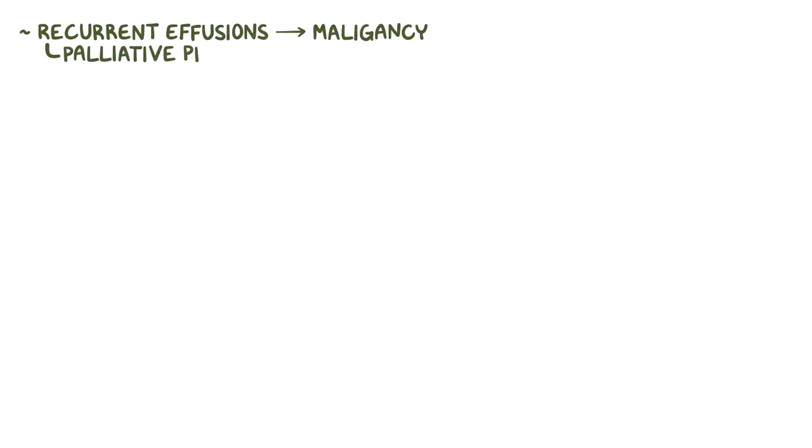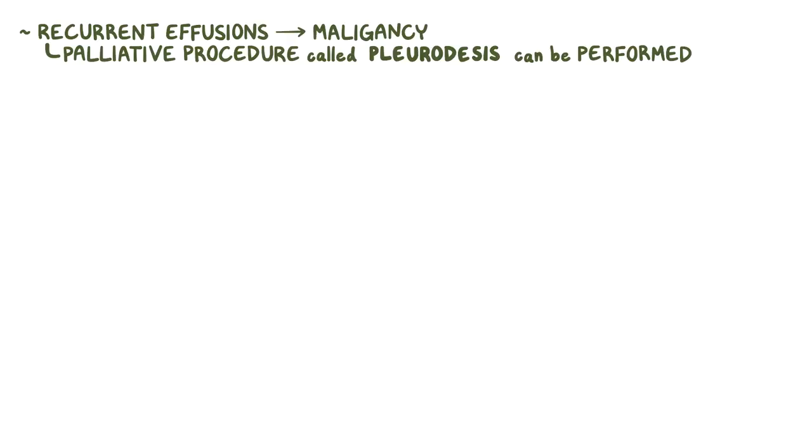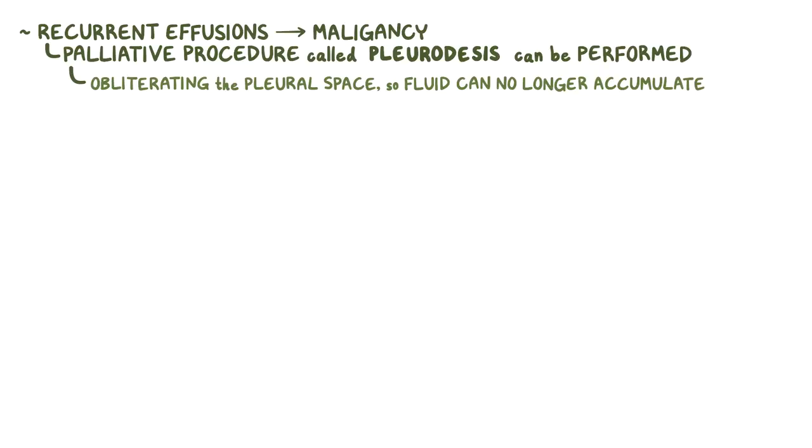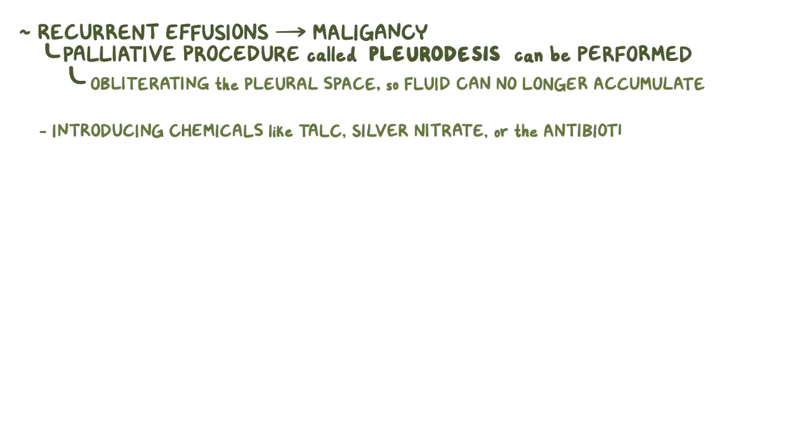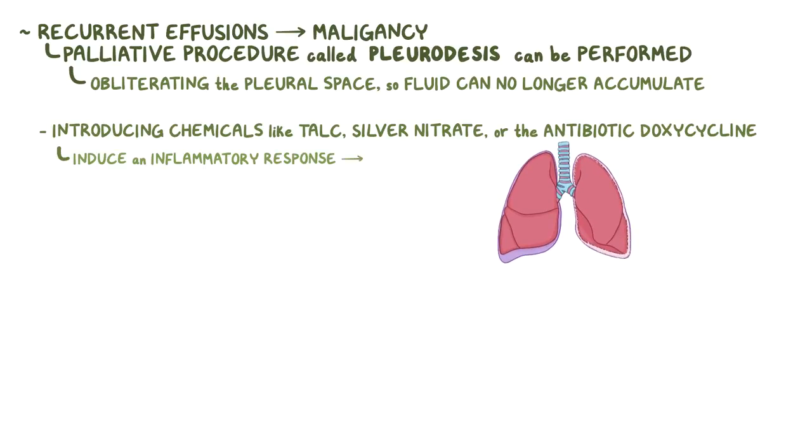If an individual has recurrent pleural effusions due to a malignancy like lung cancer or metastatic cancer, then a palliative procedure called a pleurodesis can be performed. Pleurodesis means obliterating the pleural space, so that fluid can no longer accumulate. This procedure can be performed by introducing chemicals like talc, silver nitrate, or the antibiotic doxycycline, all of which induce an inflammatory response that eventually results in fibrosis, effectively sticking the visceral and parietal pleura together.